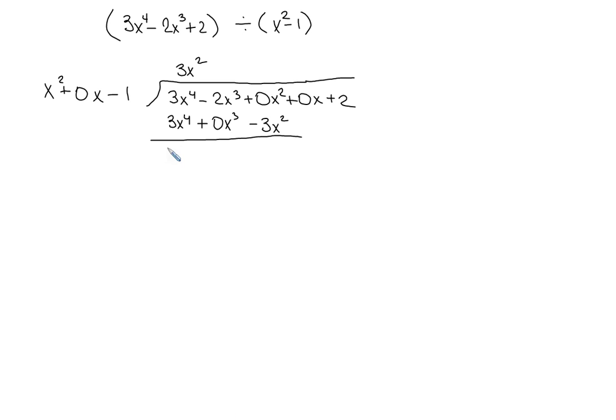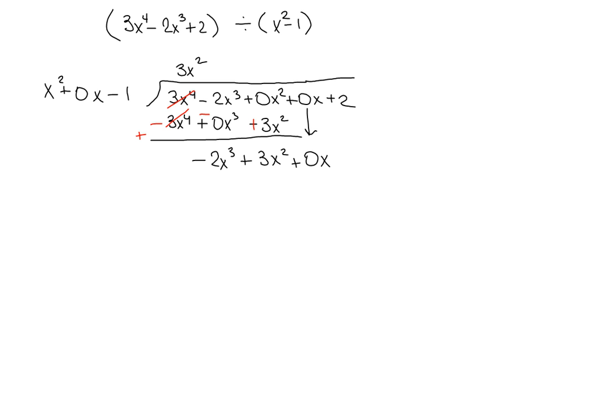Yeah, change the signs and add. Change, change, change, add them up. These cancel. This is negative 2x to the third plus 3x squared. Now you bring down 0x.